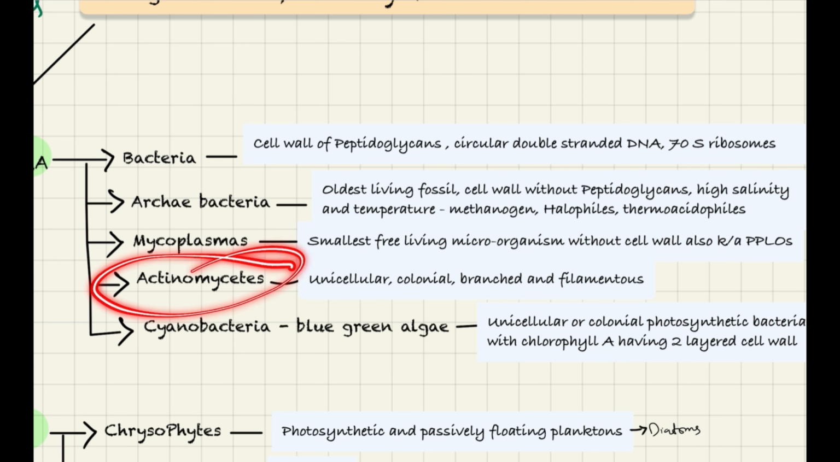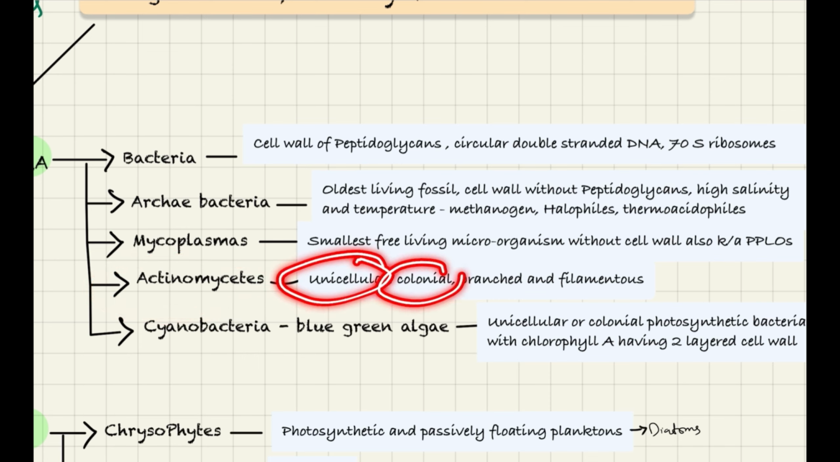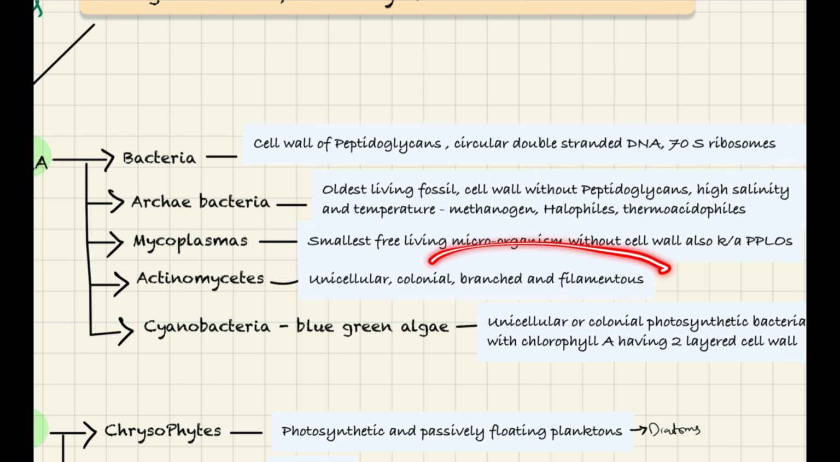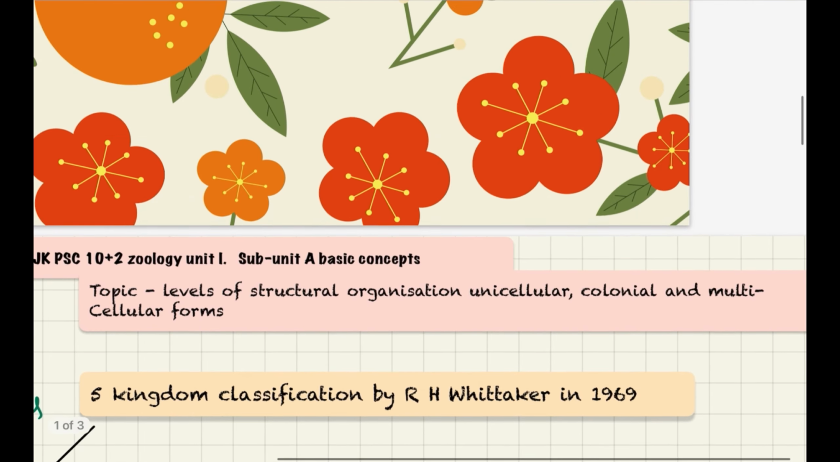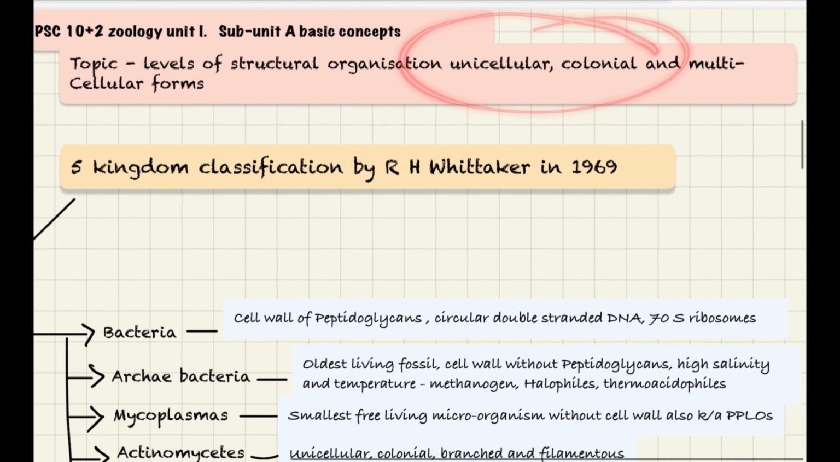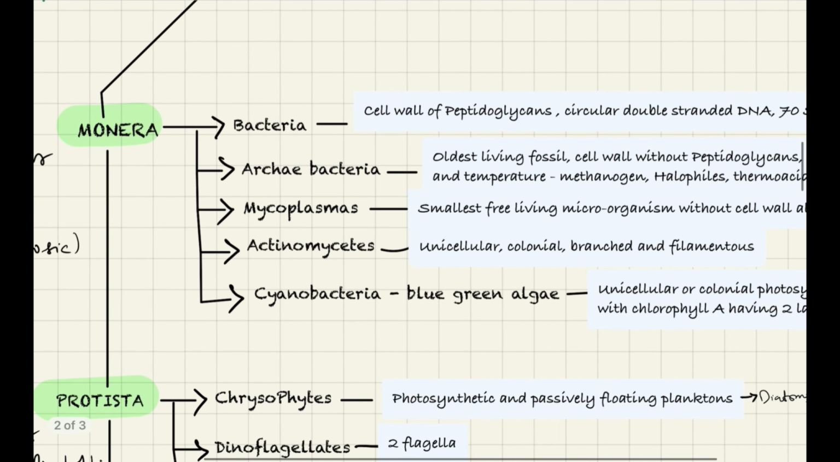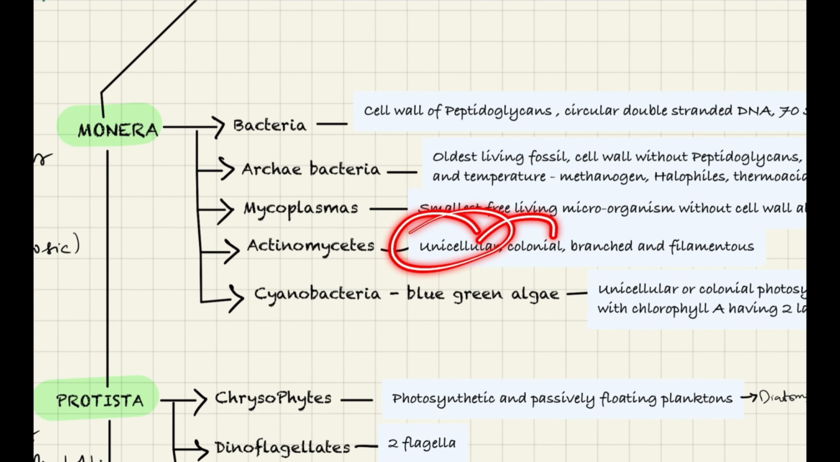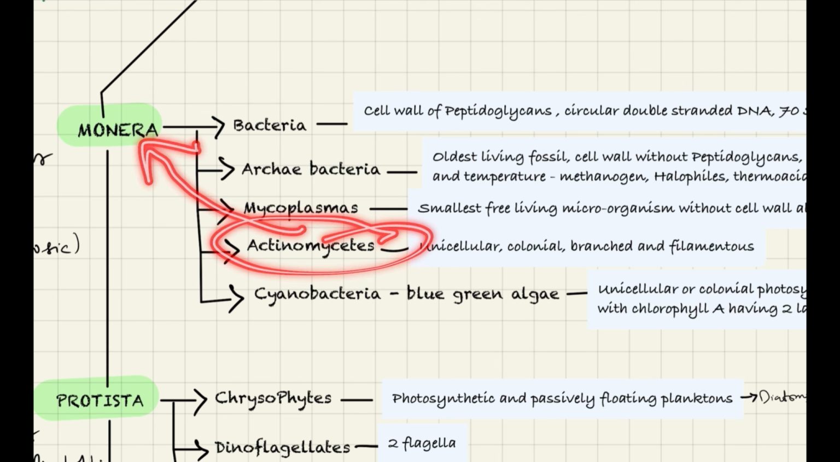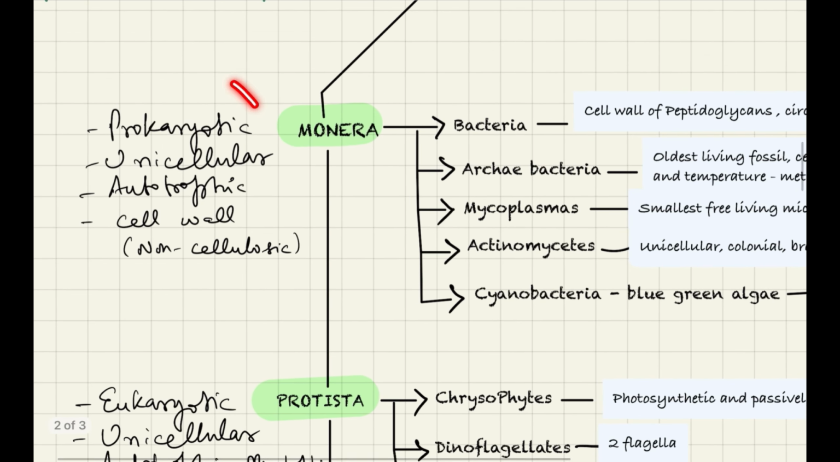Then there are actinomycetes. These are unicellular or colonial, branched and filamentous, right? From here, what we get to know is the part of the syllabus the examiner wants to confirm, that we are at least studying actinomycetes: unicellular, colonial, branched and filamentous, like fungi, and we must know that these actinomycetes belong to this group. From here we automatically get an idea that they also have these characters. They are prokaryotic, unicellular, autotrophic, and the cell wall is non-cellulosic.